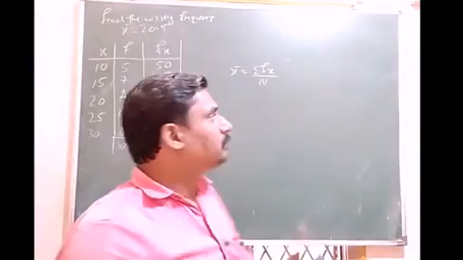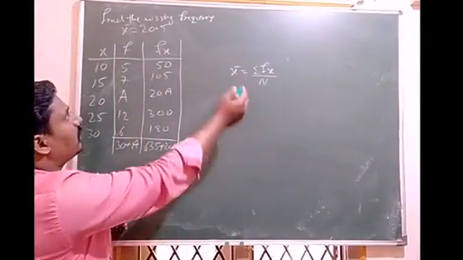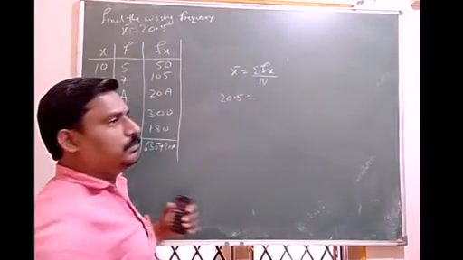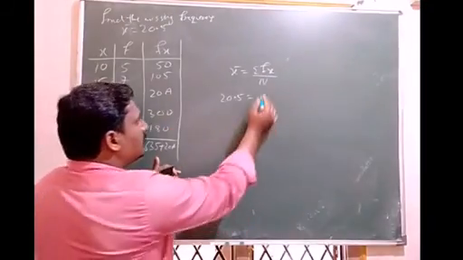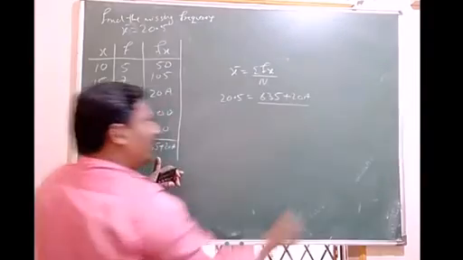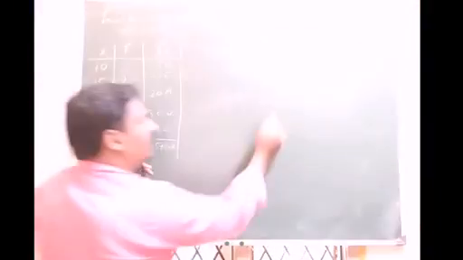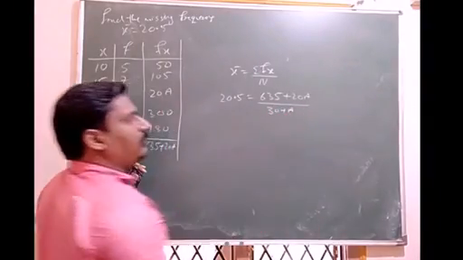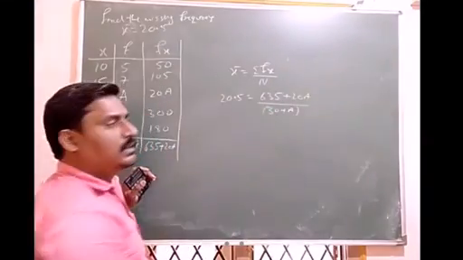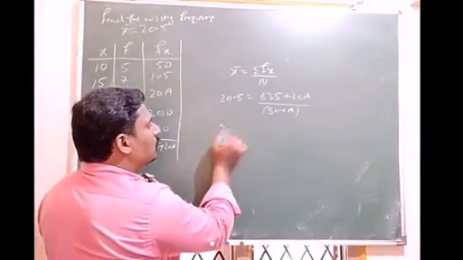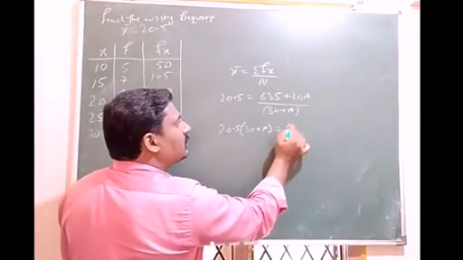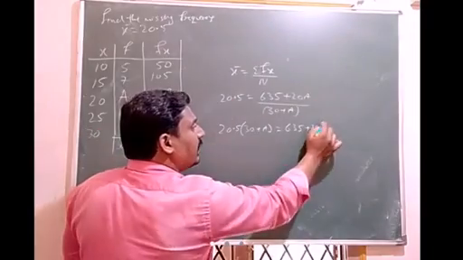Now fill these values in the formula. X bar is already given, that is 20.5, equal to summation fx, which is 635 plus 20A, divided by n, which is 30 plus A. Now take this 30 plus A to the opposite side. So it becomes 20.5 into bracket 30 plus A is equal to 635 plus 20A.